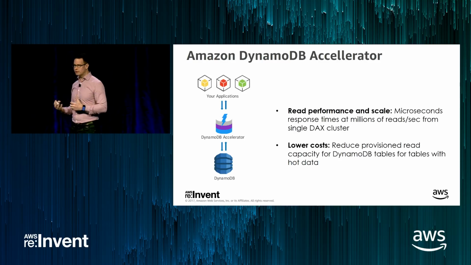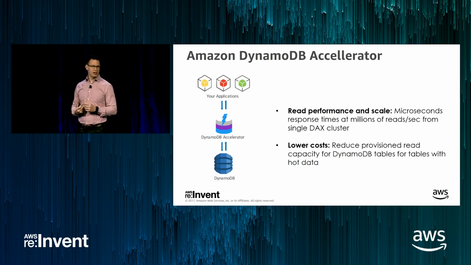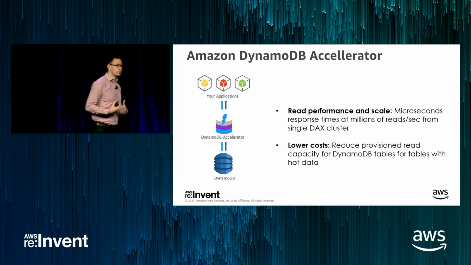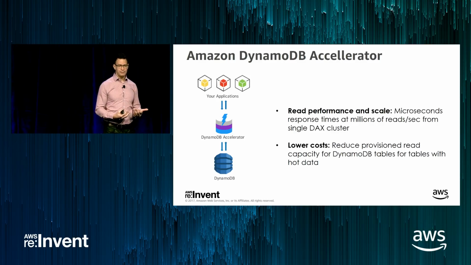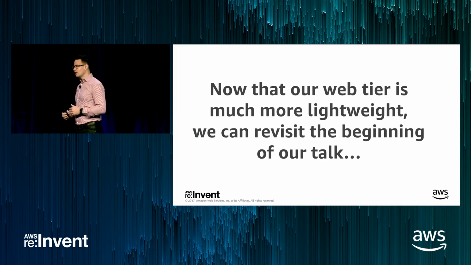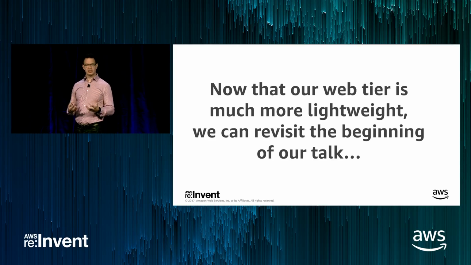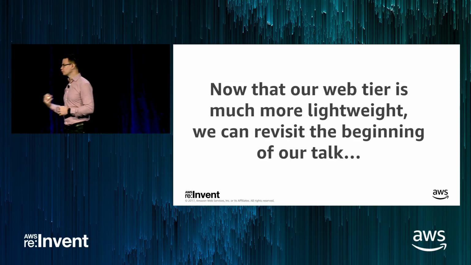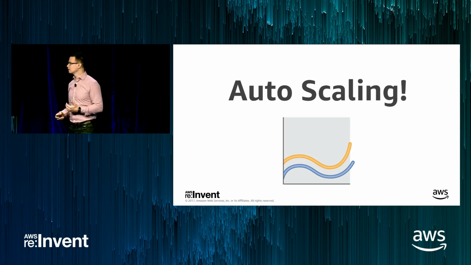There's also another service, Amazon DynamoDB Accelerator, and this allows you to cache the requests for DynamoDB. So this is going to further increase your read performance on DynamoDB, and it's going to lower the cost because you don't need to provision as much read throughput on your DynamoDB in that case. At this stage, architecturally, we've lightened the load across our service. We've spread it out. So this is going to enable us to revisit something we talked about in the beginning, auto-scaling.